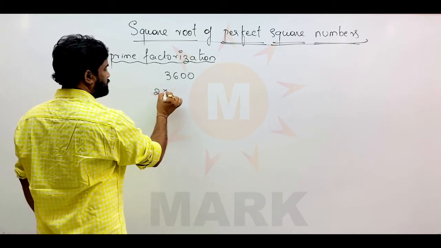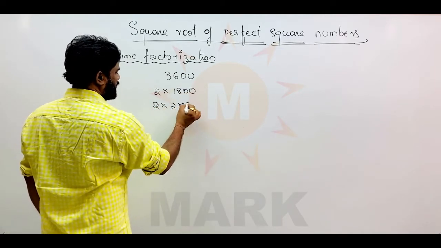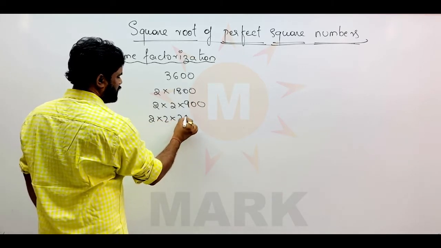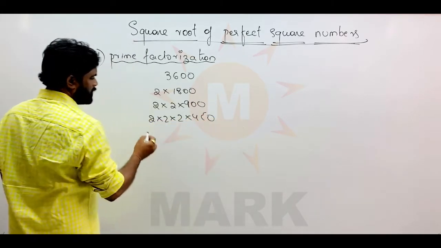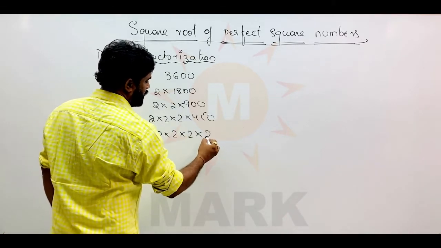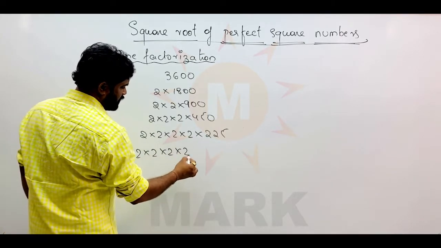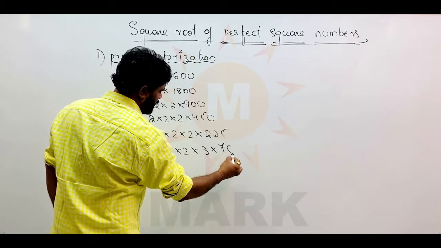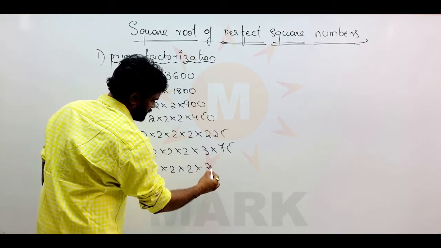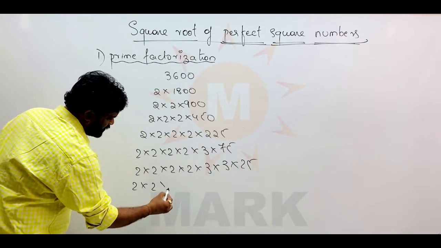3600 can be written as 2 into 1800. Again 1800 can be written as 2 into 900. Again 900 can be written as 2 into 2 into 2 into 450. Again that can be written as 2 into 2 into 2 into 2 and 225. Now it comes to the rule of 3. So 4 times I am writing 2, and then 3 into 75. Then 4 times 2, then 3 into 3 into 25.